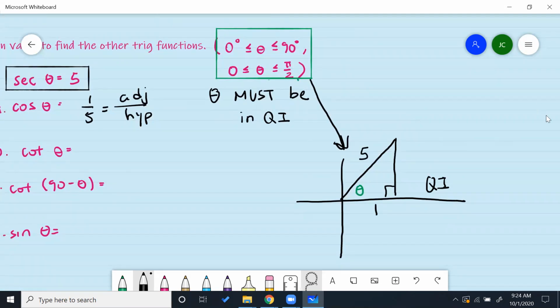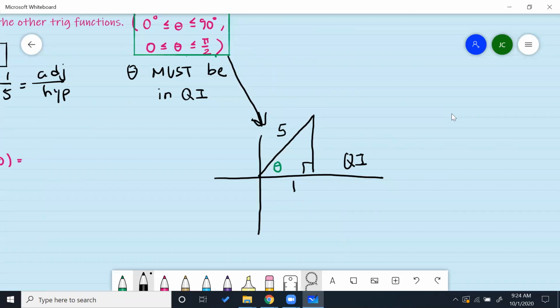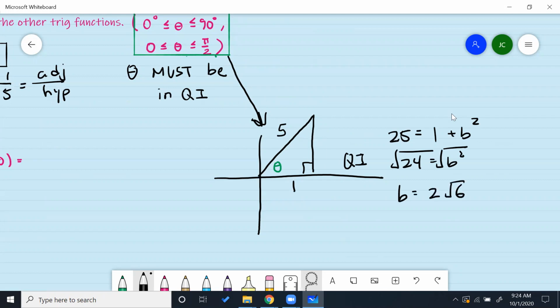We can now use the Pythagorean theorem to figure out the missing side: a squared plus b squared equals c squared. So 25 equals a squared plus b squared. That's the missing side, so subtract it over. Be sure to take the square root on both sides. B is 2 root 6. So the missing side is 2 root 6.